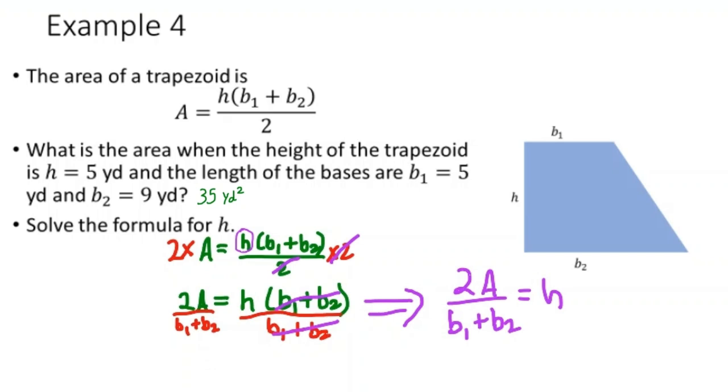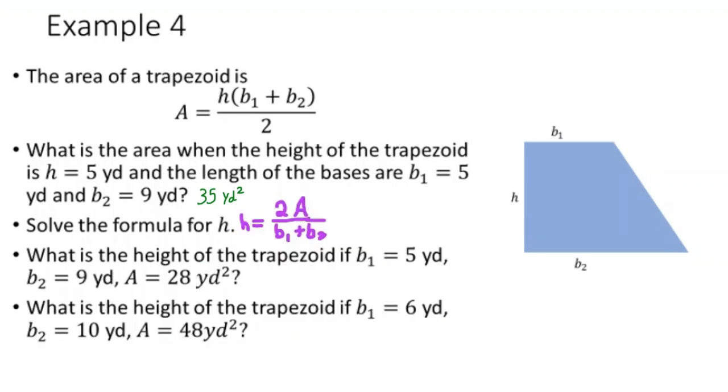So there's our formula for h, where if I know the area and the length of the two bases, I can find the height of the trapezoid. Now that we have h solved for, let's answer these two questions, which look very similar, just with different numbers. First, what is the height of the trapezoid if b1 equals 5 yards, b2 is 9 yards, and the area is 28 square yards? Without having our formula from the previous part, we would have to take the 5, the 9, and the 28, plug them into our area formula, and then solve for h.